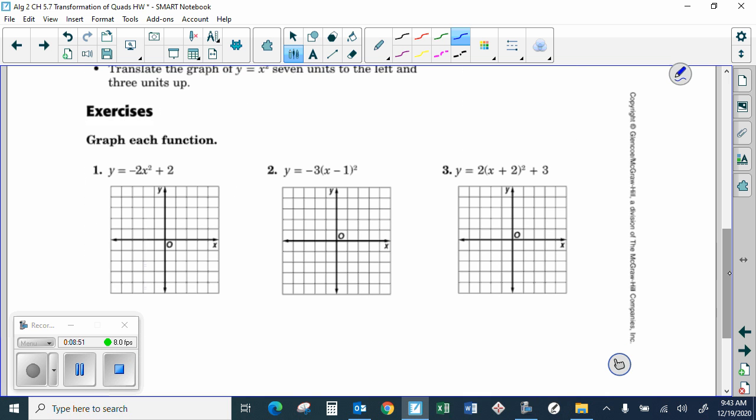If there is no BX, as there isn't in number 1, that means it's not shifted left or right. It's only vertical, so it's going to be on the y-axis still. This one tells me it's opening down. Here, there is a BX. This is shifting it right 1. Remember, it's the opposite and the same, which would be +0. So 1, 0, and then it's a negative, opening down. That's y equals -3x squared. So if I go right 1, I'm going down 3. 1, 2, 3. Left 1, down 3.